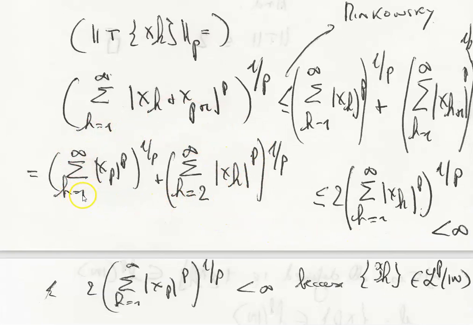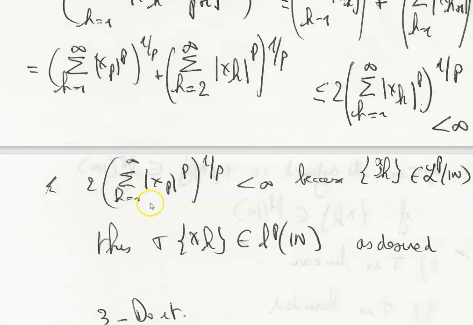The sum for k from 1 to infinity of |x_k|^p to the 1 over p plus the sum for k from 2 to infinity of |x_k|^p to the 1 over p is less than 2 times this quantity. We just change the indices: here we start from 1, and here we start from 2. And this is less than infinity because the sequence x_k belongs to l^p(N).